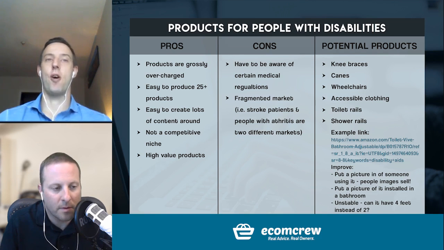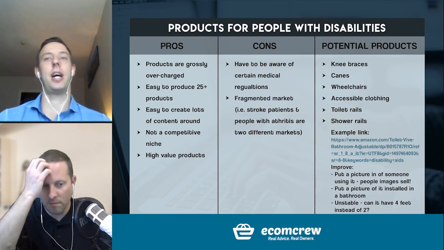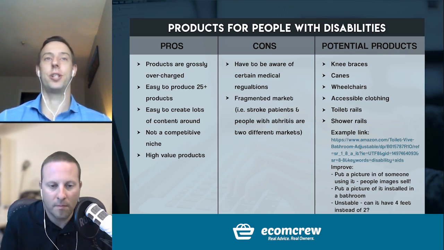And with all those products comes a lot of different content that you can make. Again, just speaking from experience, a father just had a stroke, and I'm looking for articles everywhere. How do you help somebody that's just had a stroke? You could easily create great quality content around each one of these products. How to pick a toilet rail, how to pick a wheelchair.